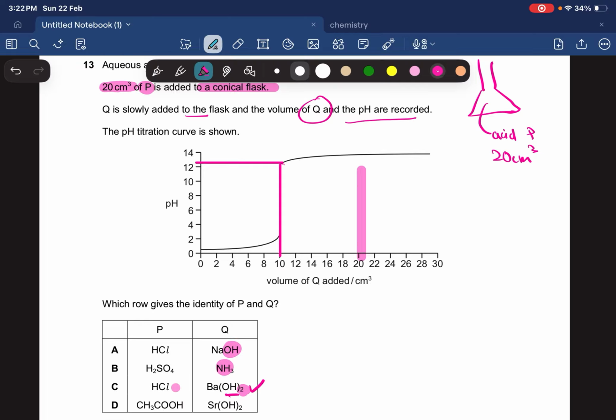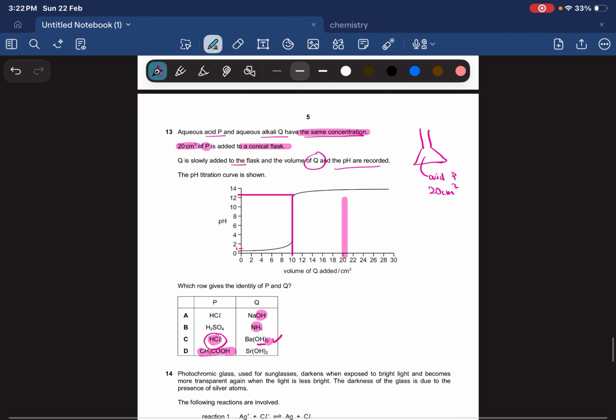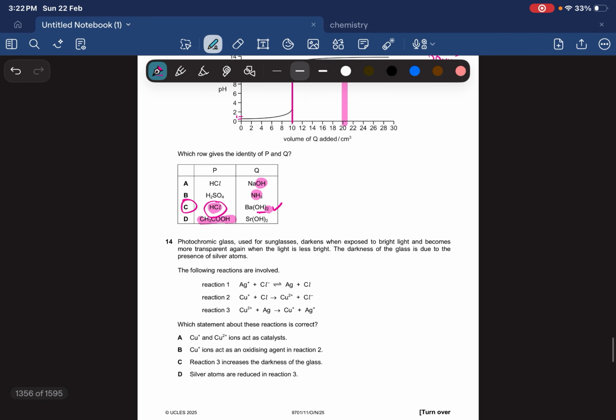Next, either it's HCl or it's ethanoic acid. We know that initially the acid, if it has a low pH, is going to be HCl. If it has a higher pH, it's going to be ethanoic acid. So we look, the pH is below 1. That means we're dealing with a strong acid initially in the flask. So it's going to be HCl. I hope you got it.